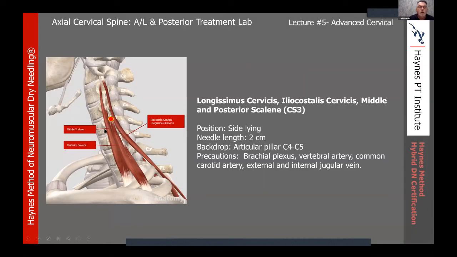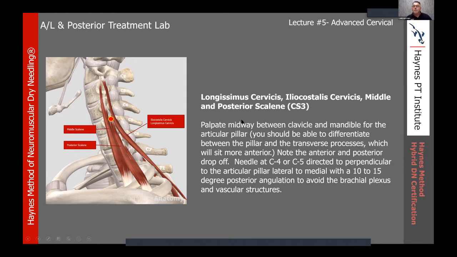Okay, then we'll look at our lateral location on the articular pillar itself. This is where we'll get into the longissimus and the iliocostalis surfaces, but we'll also take advantage of this to get into our middle and posterior scalene. There are a lot of structures posteriorly and more inferiorly that we just don't want to get into. So we can take our lateral approach and get into our scalene, especially our middle scalene, which is probably more symptomatic than our posterior. But with a little anterior to posterior angulation, we can get into both of those.